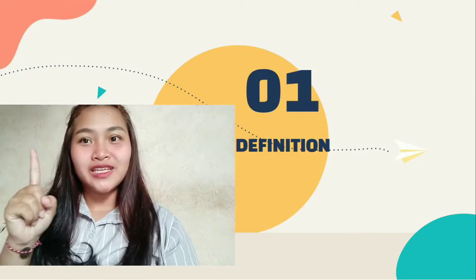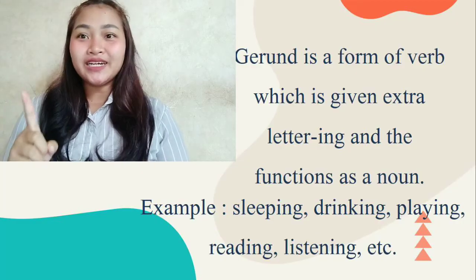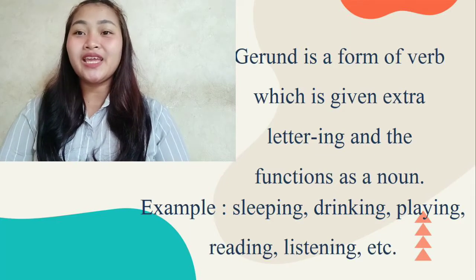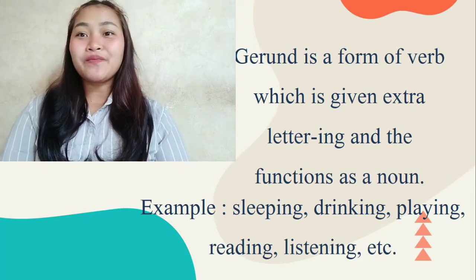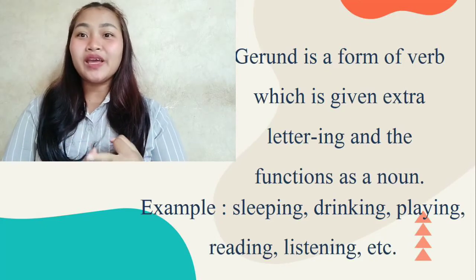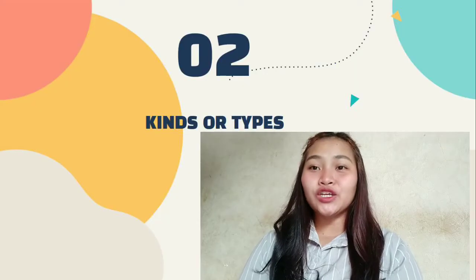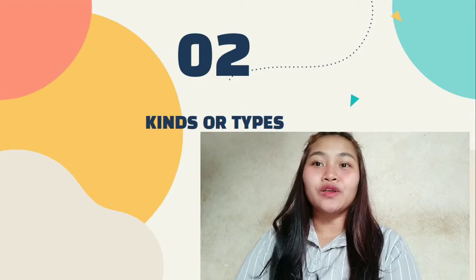For the first is definition. Do you know what is a gerund? Gerund is a form of verb which is given extra letters ing and functions as a noun. For example, sleeping, drinking, playing, reading, listening, and etc. Okay, let's continue. For the second is kinds or types of gerund.